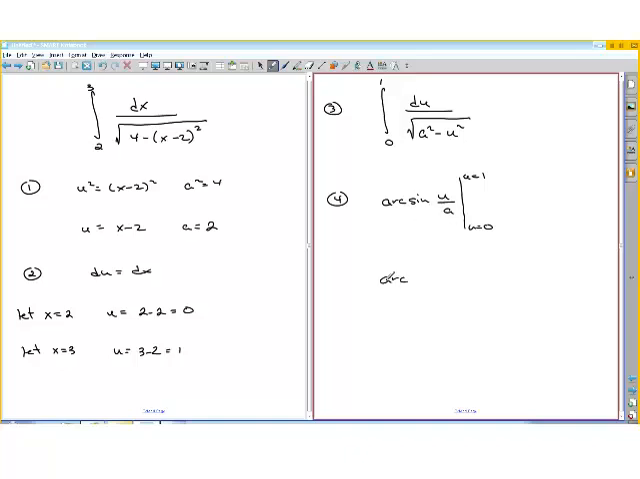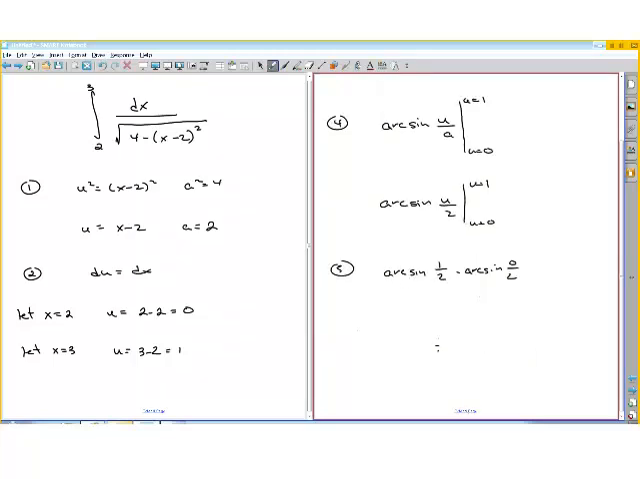So okay, now remember we substitute a in, but we don't substitute in u because those are our limits. So we get arc sine of u over 2 evaluated between u equals 0 and u equals 1. So step 5 is substitute in, so we get the arc sine of 1 over 2 minus the arc sine of 0 over 2, which is 0. And now we evaluate this.